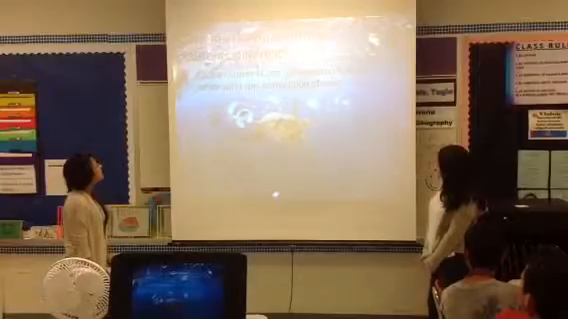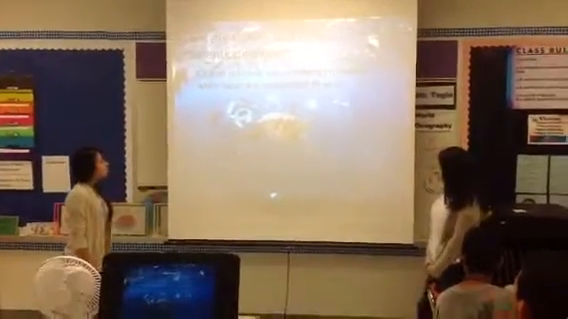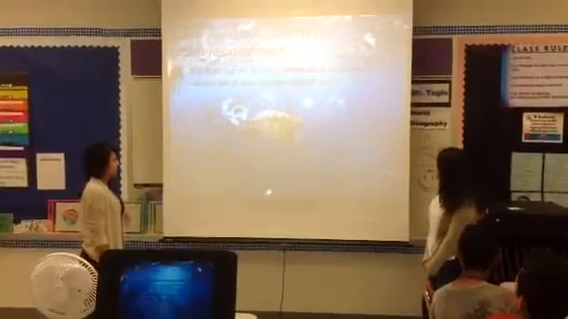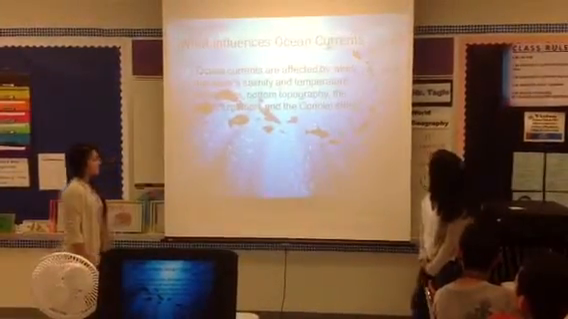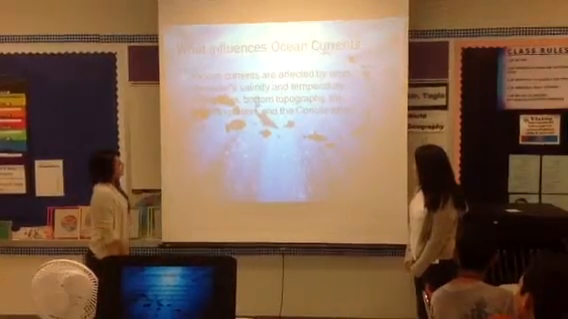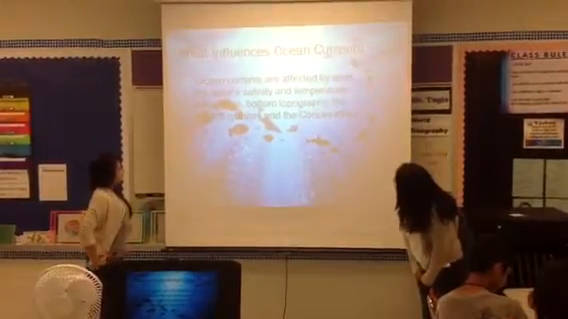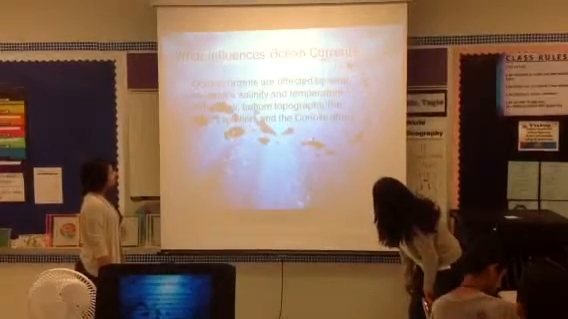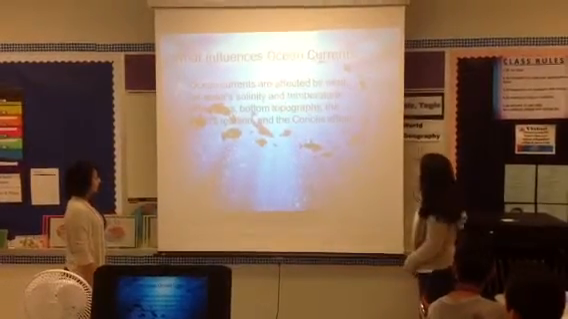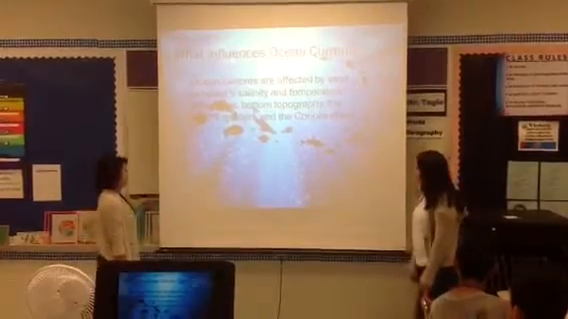How are ocean and wind currents different? Ocean currents are convections of water, while wind currents are convections of wind. What influences ocean currents? Ocean currents are affected by wind, water salinity and temperature differences, bottom topography, the Earth's rotation, and the corrosive effects.